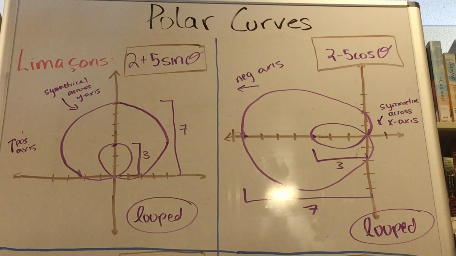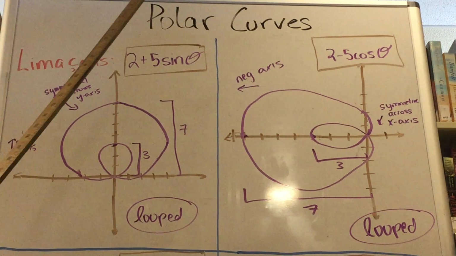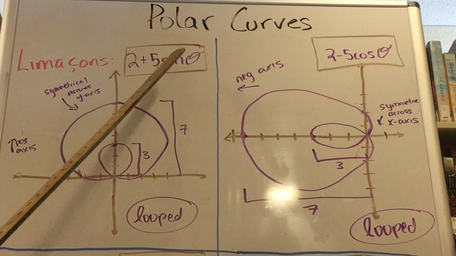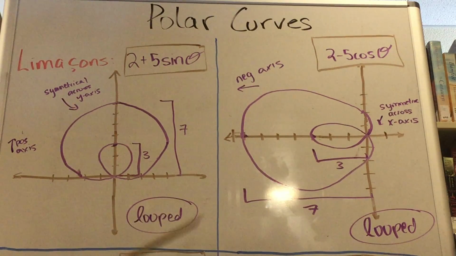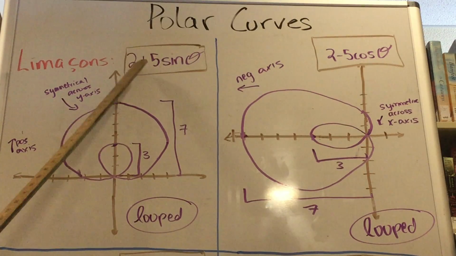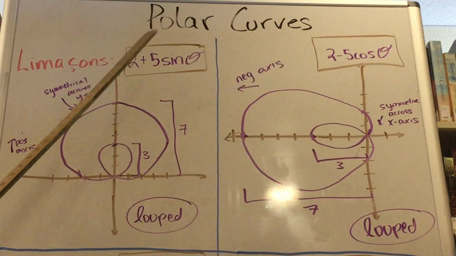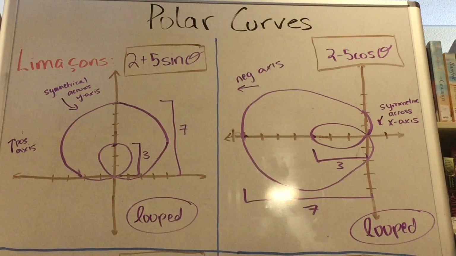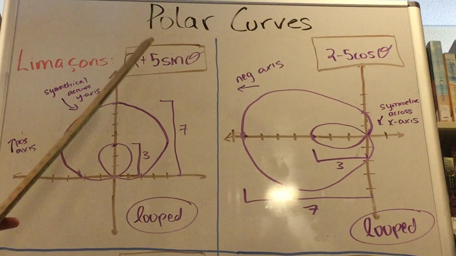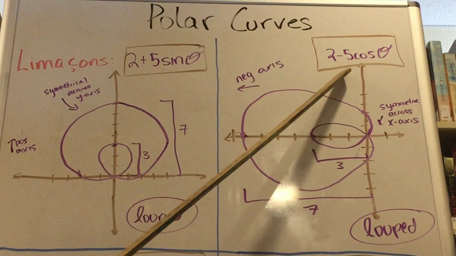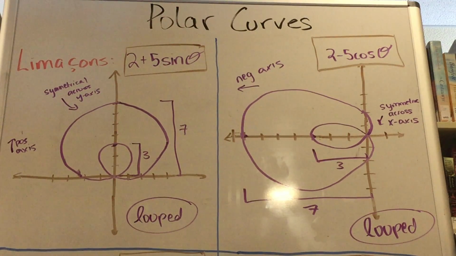Okay, let's just look at some examples of polar curves. As you can see in these examples I've chosen, 2 of them have sine as the function, 2 of them have cosine, 2 of them have the plus in the middle, and 2 of them have the minus in the middle. As well as 2 of them have greater a values, and 2 have greater b values.